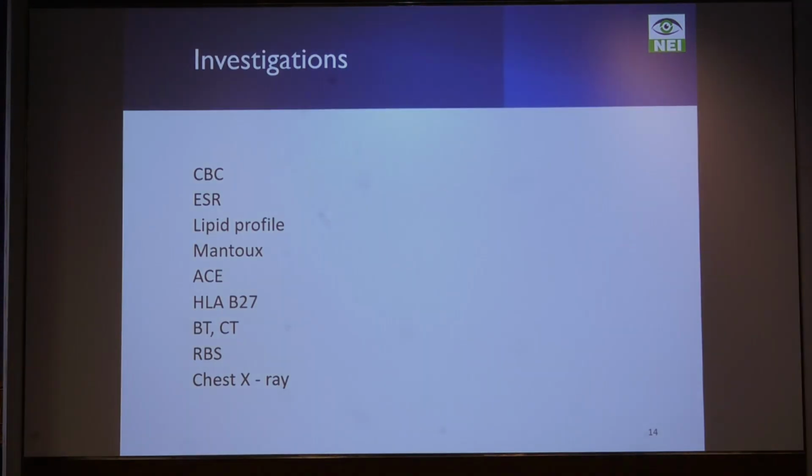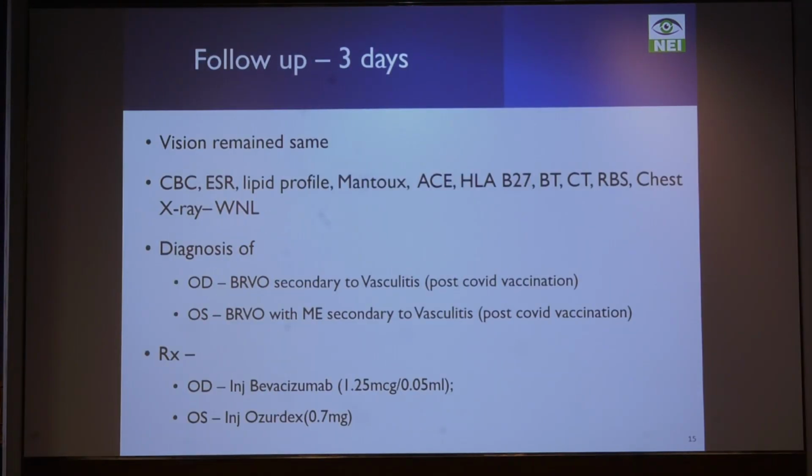We investigated her further, and she came for a follow-up with the reports and found that all the investigations turned out to be normal. So we came to a diagnosis of right eye BRVO secondary to vasculitis and left eye BRVO with macular edema secondary to vasculitis post-COVID vaccination.